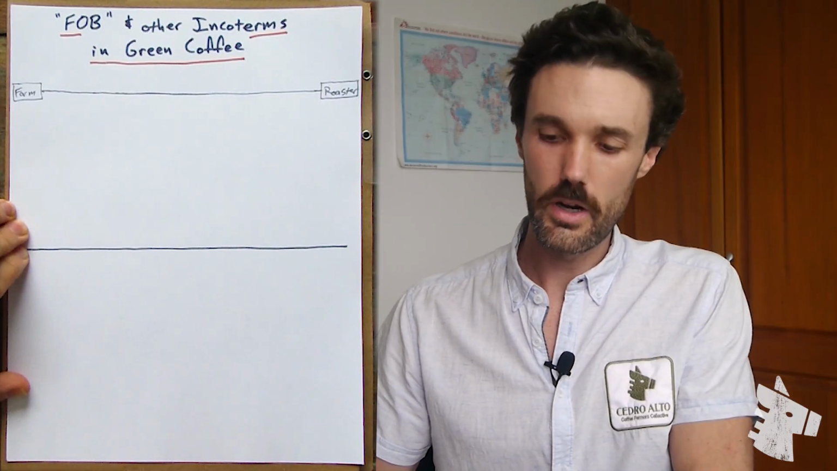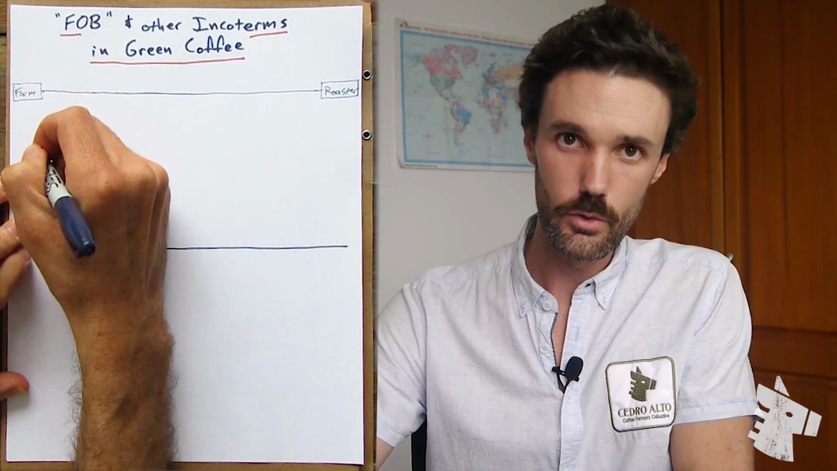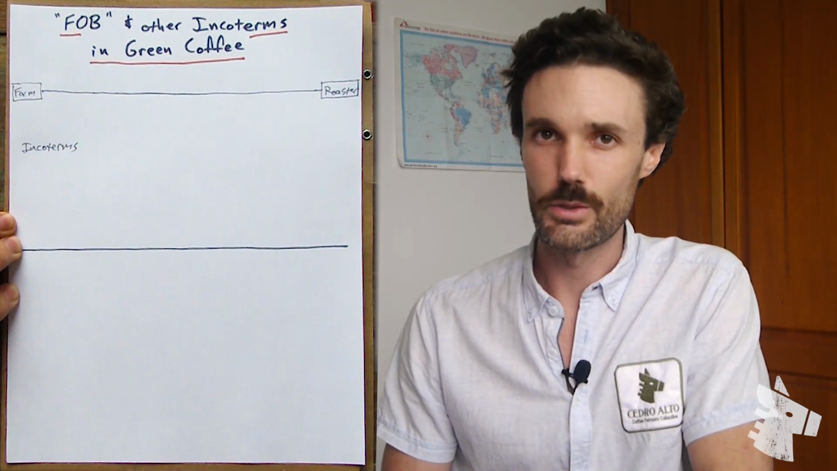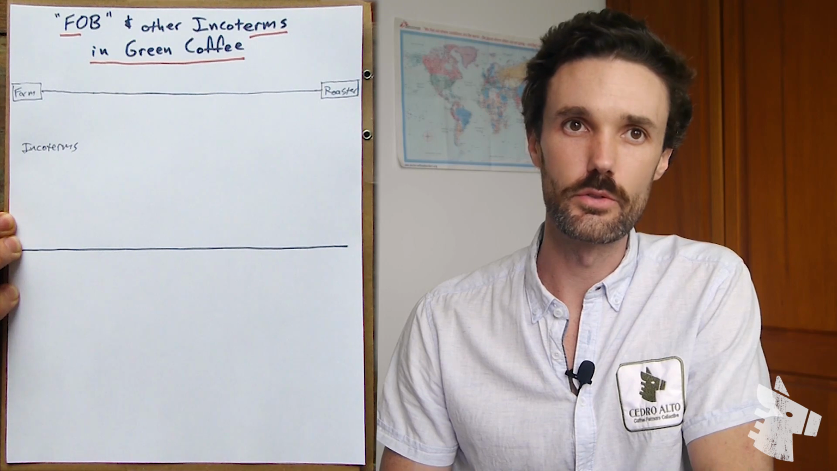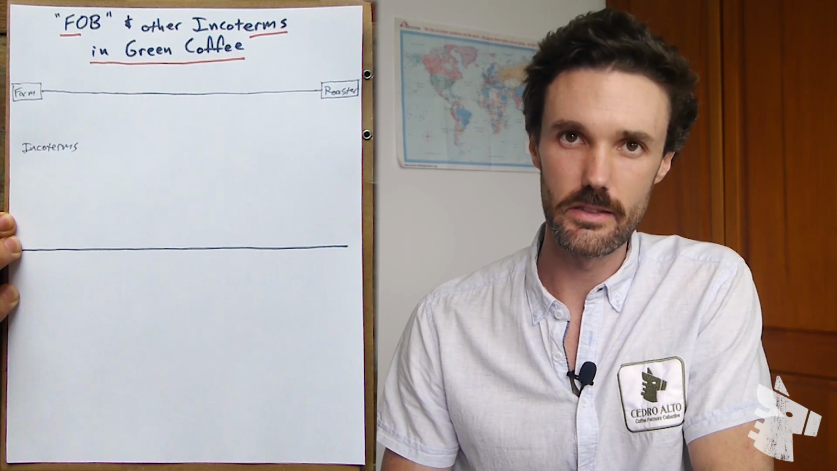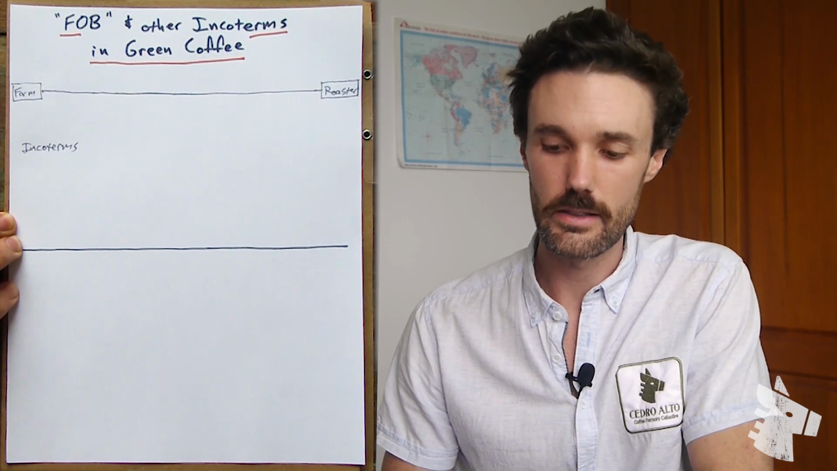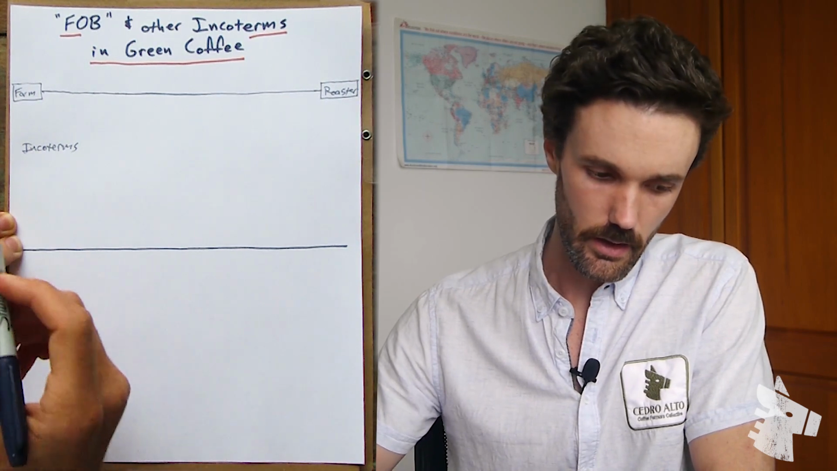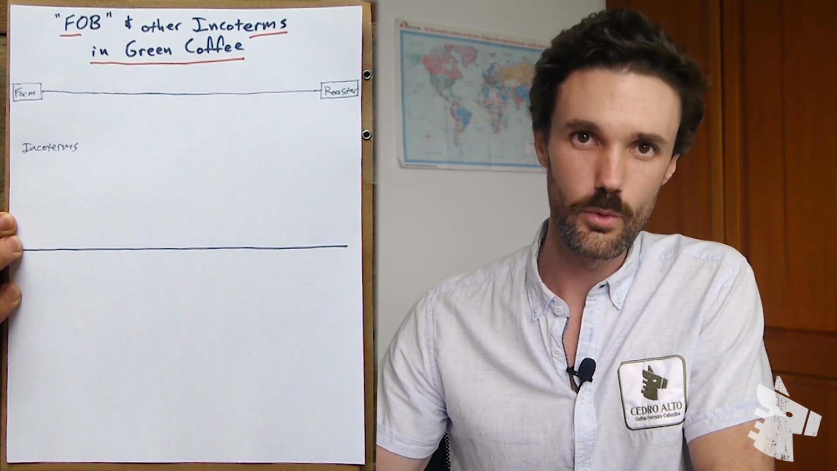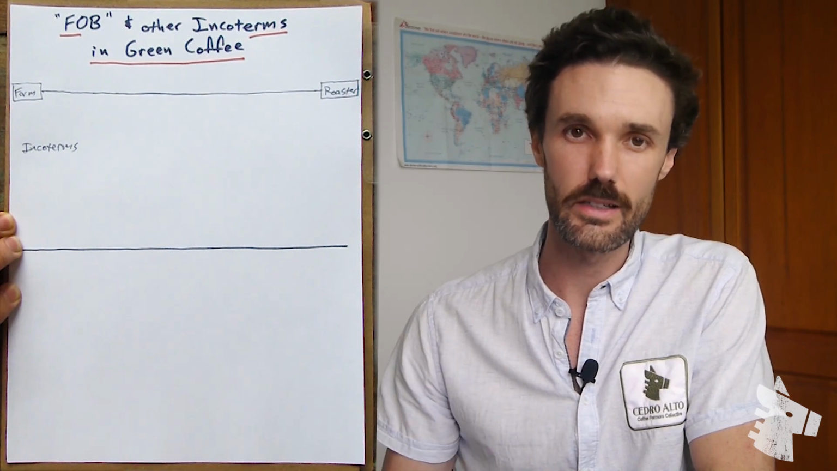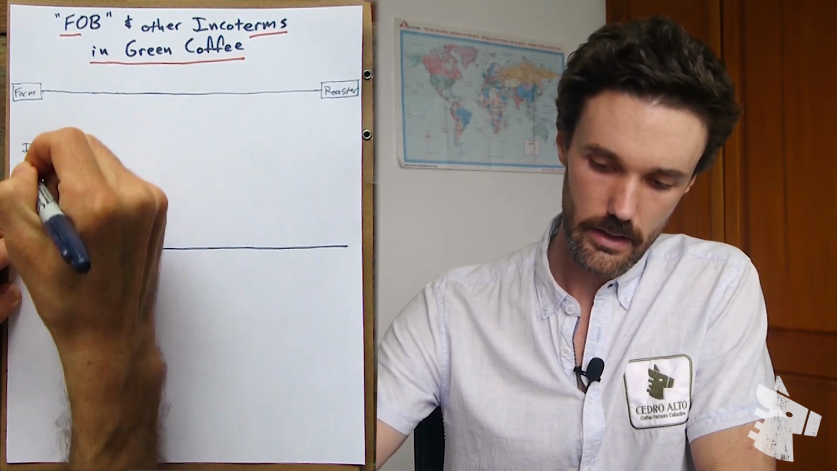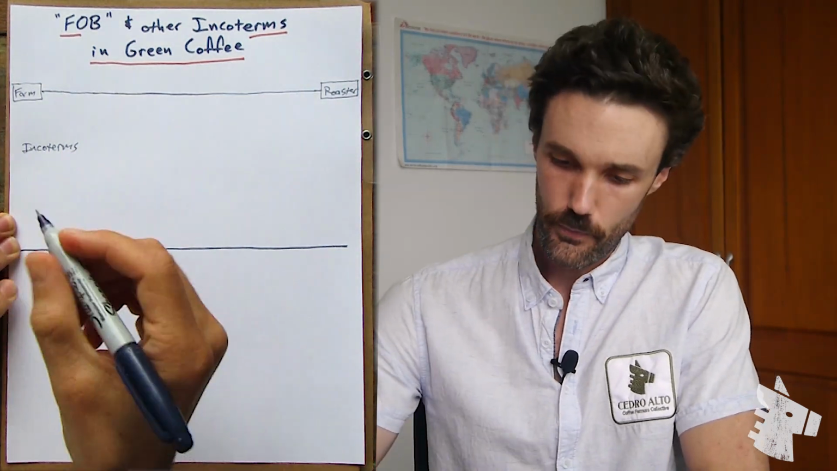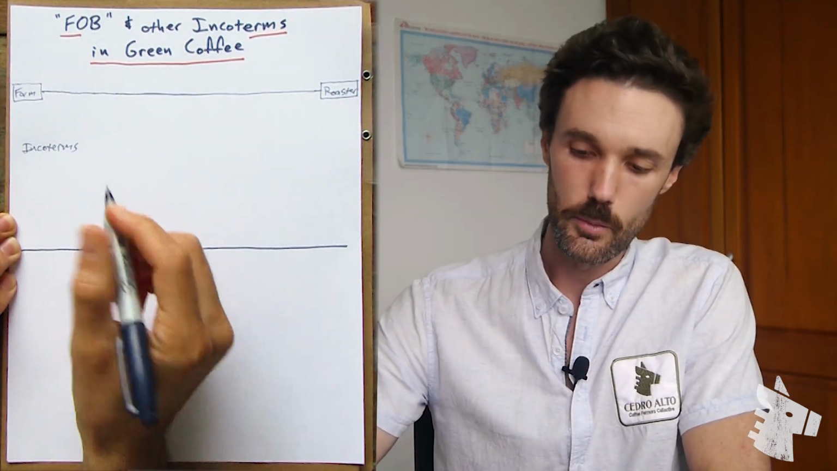So FOB is one of quite a few Incoterms. This is terminology established by the International Chamber of Commerce in order to precisely and consistently write international trade contracts. Along an international supply chain, there are quite a lot of ways we can transact goods, and these Incoterms are going to help us describe what kind of transaction is taking place.